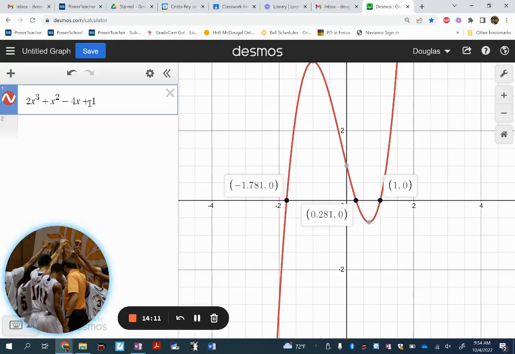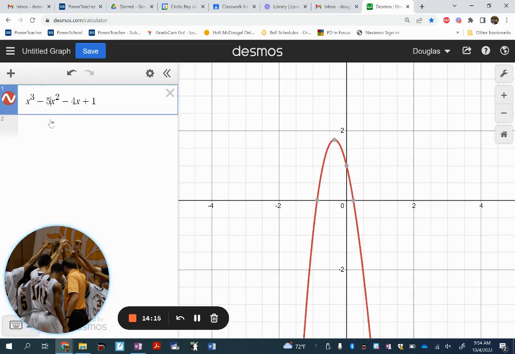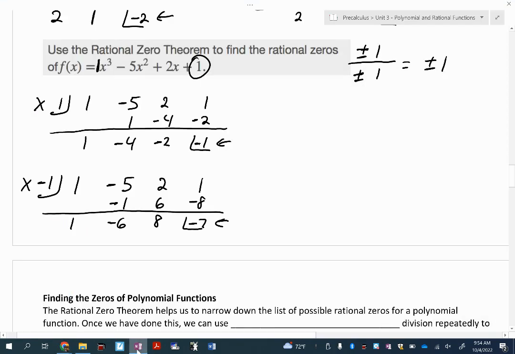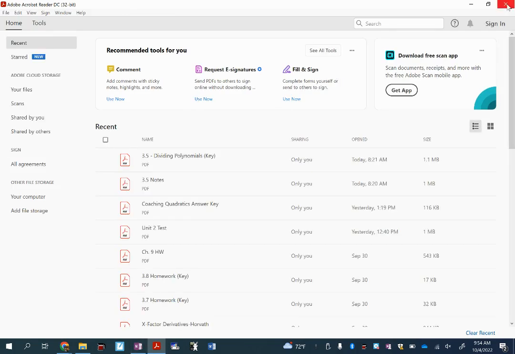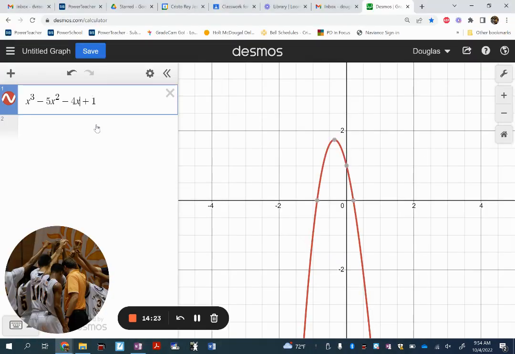So x cubed minus 5x squared. Oops, sorry, didn't mean to open that. Minus 5x squared plus 2x plus 1.